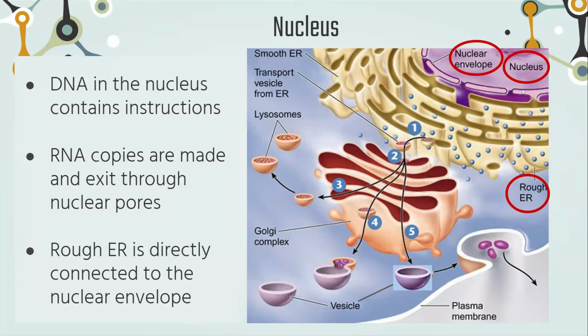So within the nucleus, RNA copies are made, and they normally exit through pores in the membrane surrounding the nucleus called a nuclear pore. You'll see that the rough endoplasmic reticulum is surrounding the nucleus and is directly connected to the nuclear envelope that surrounds the nucleus as well.